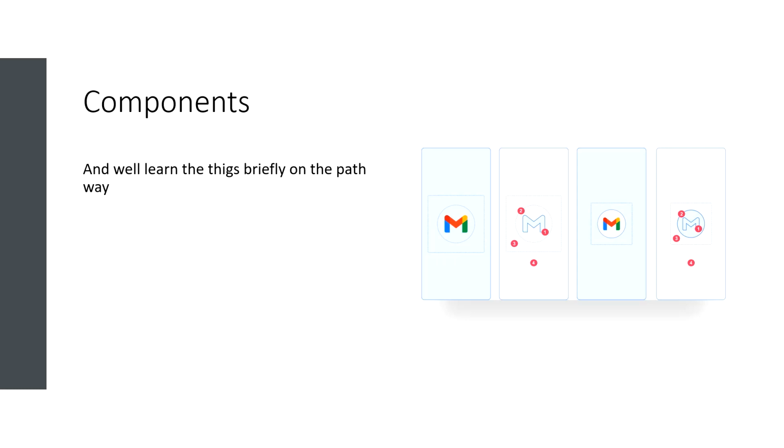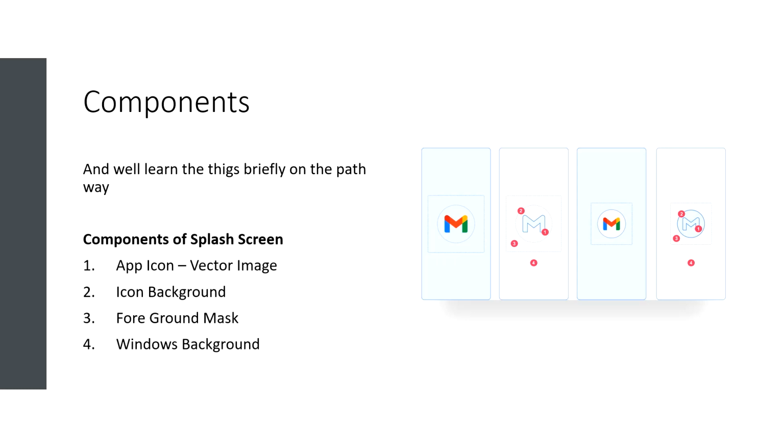The splash screen is fundamentally divided into four components. The first one is the app icon, which is the vector image for your application, in a vector image format. I'll share the link in the description. Please find the content guideline for creating a vector image.